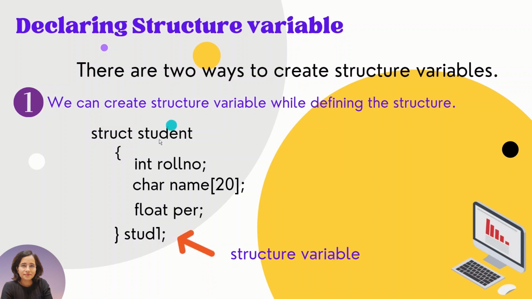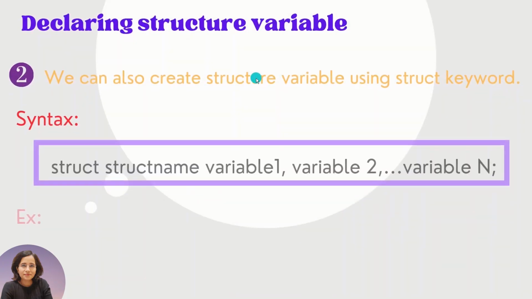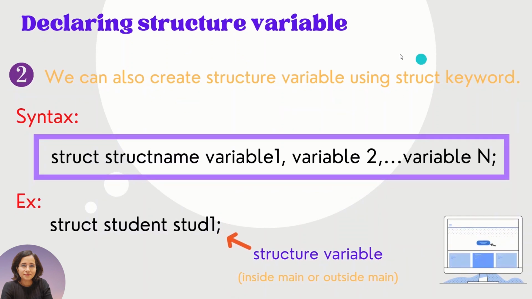First, we can create a structure variable after defining the structure. You can see here I have declared one structure variable stud1 after the closing brace of the structure followed by semicolon. There is one more way we can declare the structure variable, that is using struct keyword. After defining the structure, we can declare the structure variable inside the main or outside the main using struct keyword.